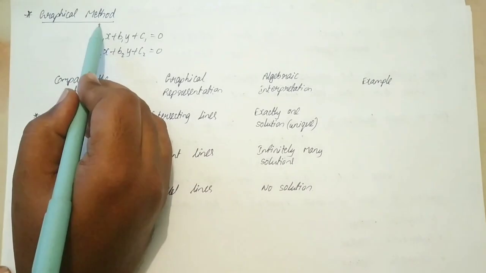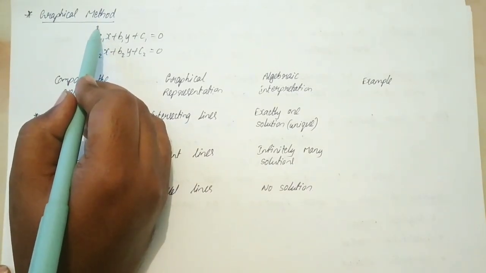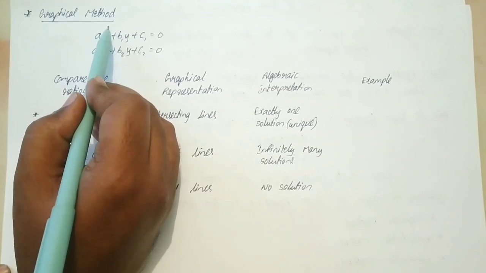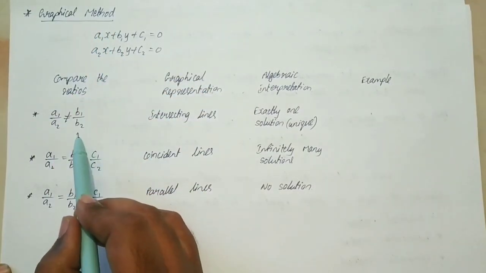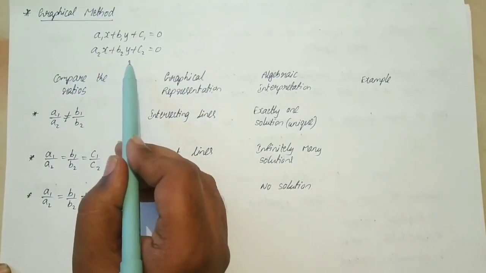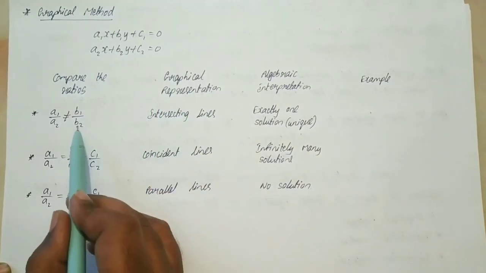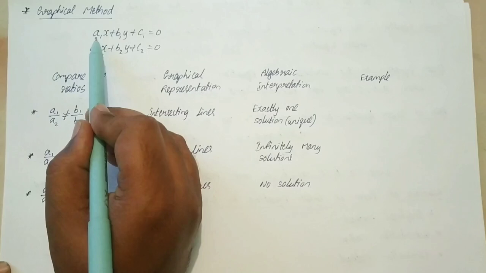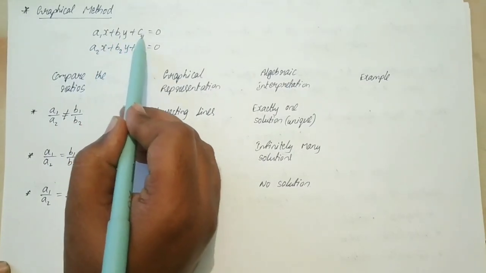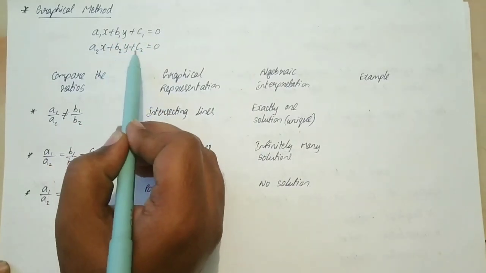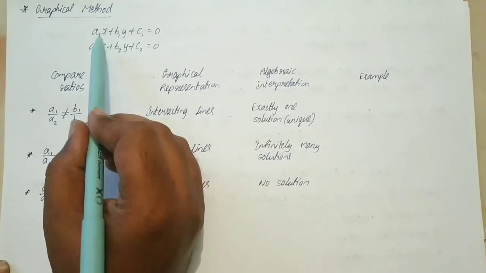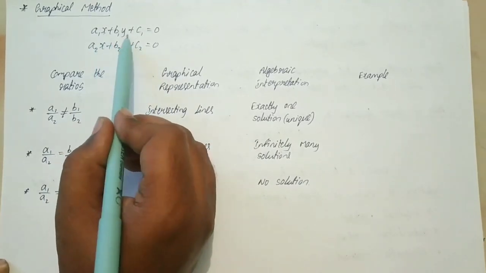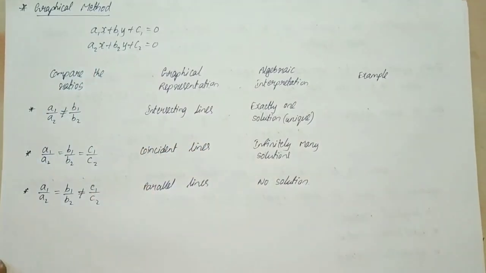Next, the graphical method of solving a pair of linear equations in two variables. In the next video I will show how to solve by the graphical method. Before that we should know what graphs we will get. We will get three types of graph. So what is the standard form of a pair of linear equations in two variables? a1x plus b1y plus c1 is equal to 0, a2x plus b2y plus c2 is equal to 0. These a1, b1, c1, a2, b2, c2 are called coefficients, right? And x and y are called variables.